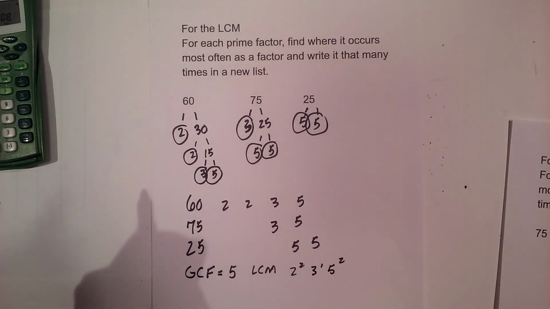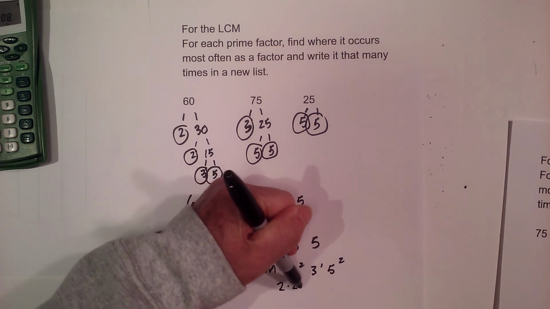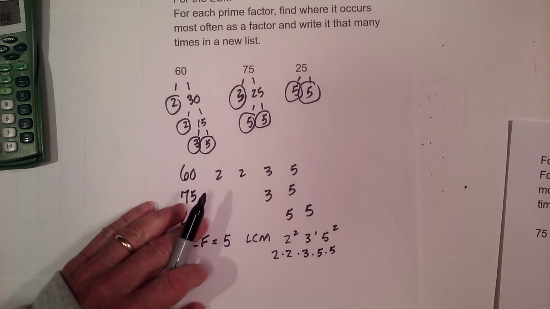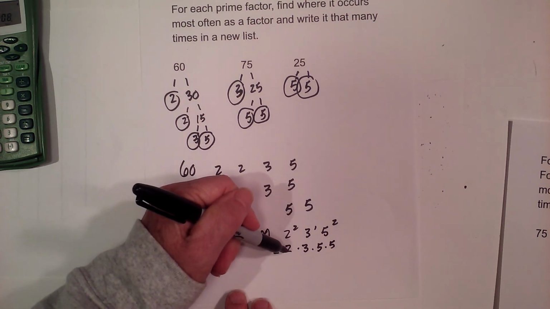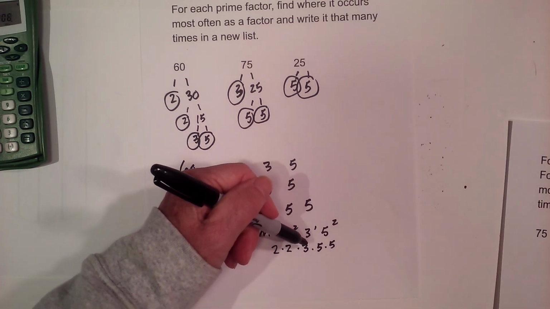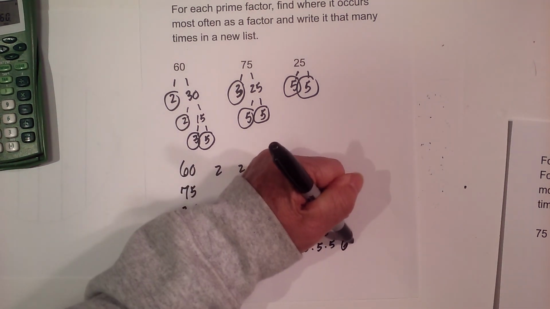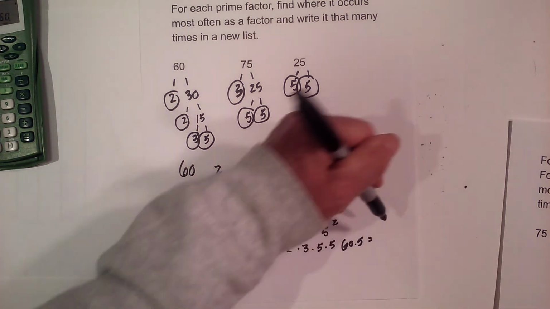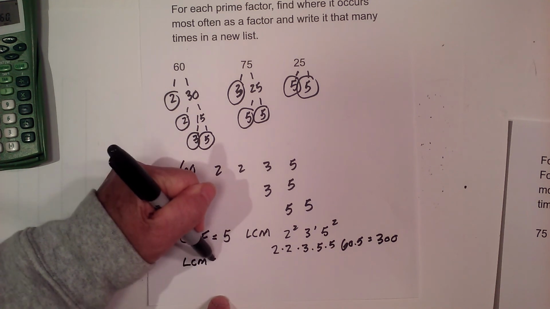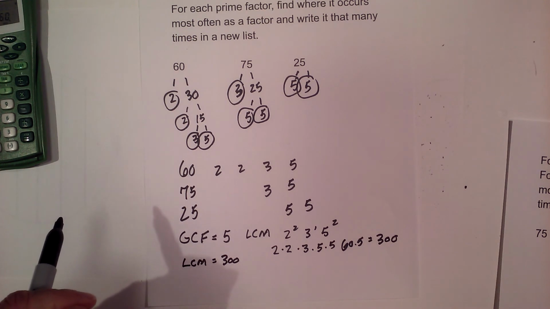Let me check my work. Okay, that looks good. And so now I have 2 times 2 times 3 times 5 times 5. Let me move that up. Looks like 2 times 2 is 4. Then 12. 12 times 5 looks like, let's see, 12 times 5 is 60. And then 60 times 5 equals 300. So the LCM equals 300. Let's move on to our last one.